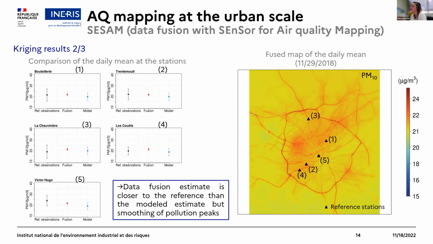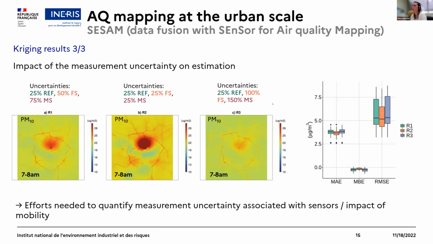We also tested the impact of the uncertainties. So the relative uncertainty that we used was 50% for fixed sensors and 75% for mobile sensors. So we tried to change this uncertainty to be 25% for both, or 100% for fixed sensors and 150% for mobile sensors.